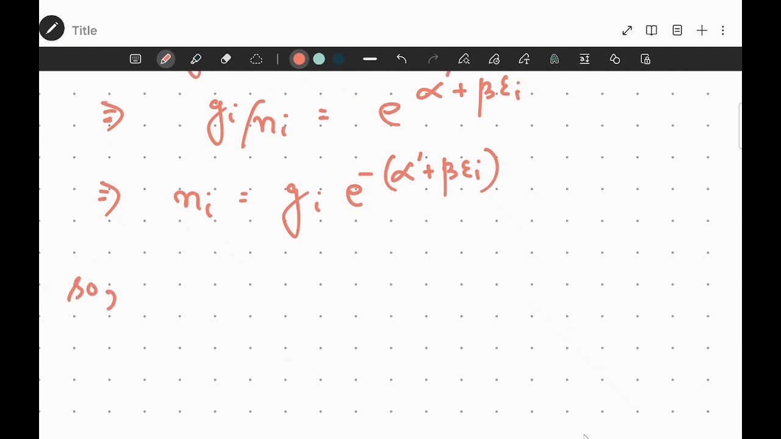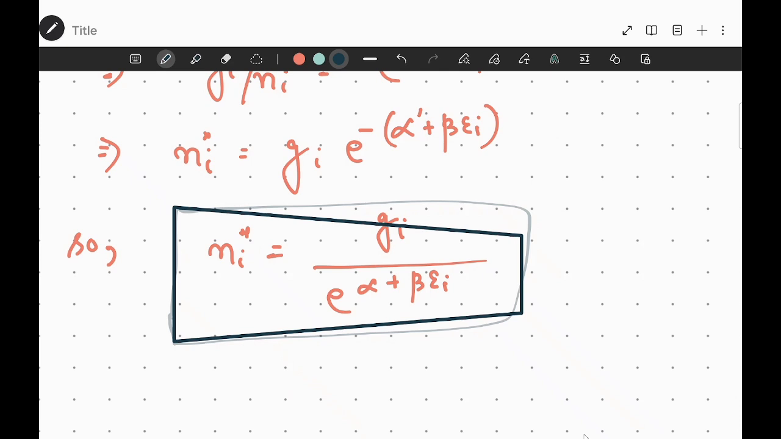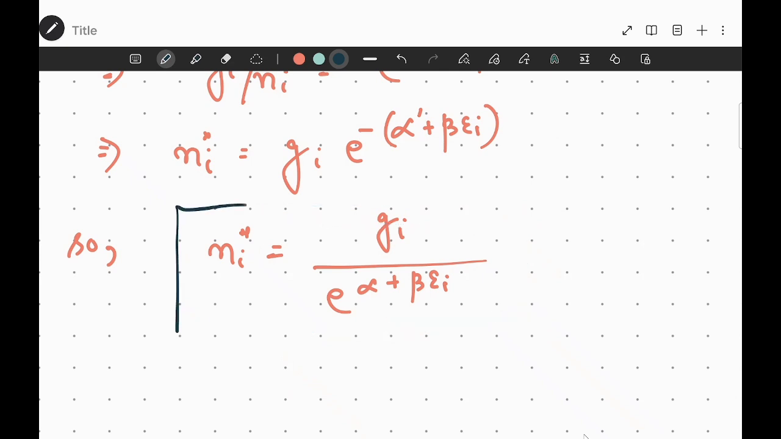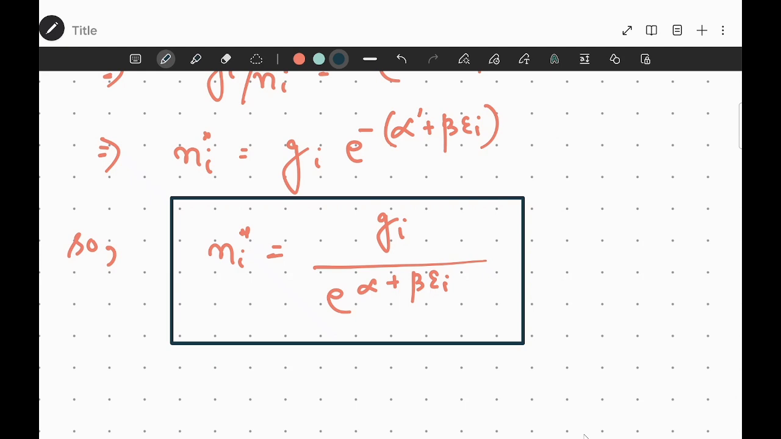So this is an alpha. So the most probable distribution ni star will be gi divided by e to the power alpha plus beta epsilon i. So is it clear? Yes. Why have I written alpha instead of alpha prime? I have written alpha.